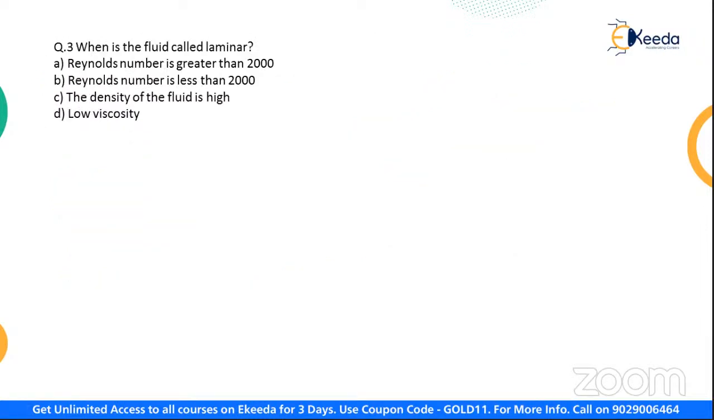Moving on to the next question, that is, when is a fluid called laminar? Just now we have discussed that whenever the Reynolds number is less than 2000, the fluid is said to be a laminar flow.